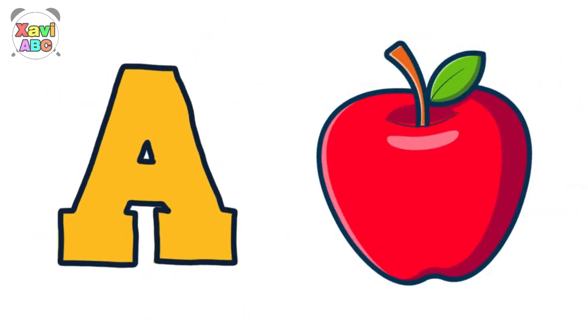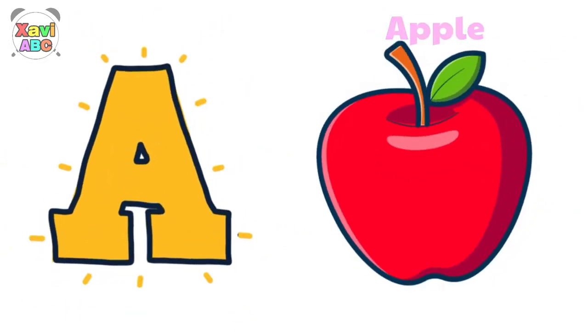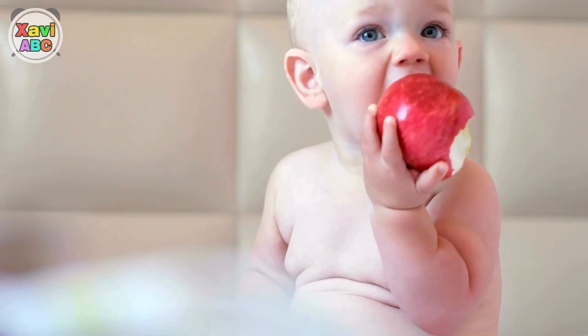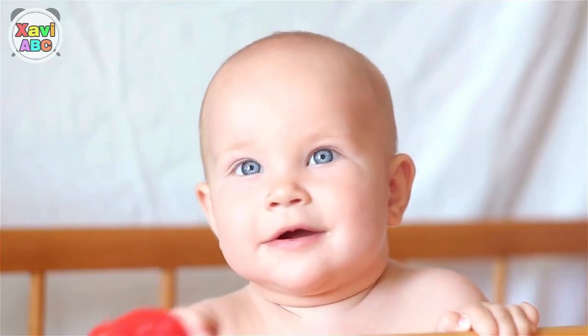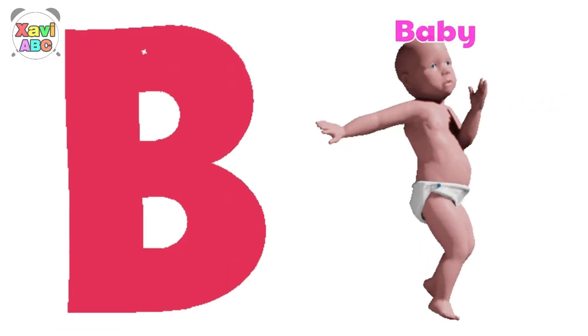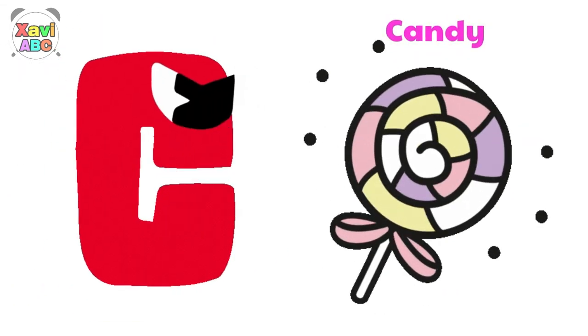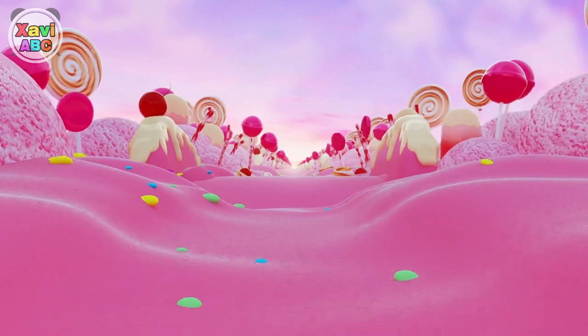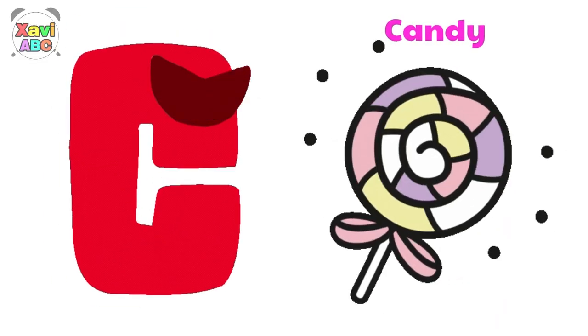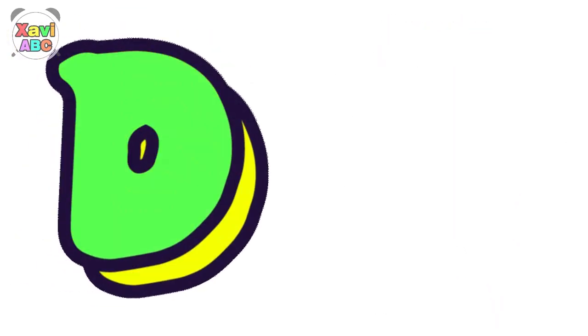A is for apple, apple. B is for baby, baby. C is for candy, candy. D is for diamond.